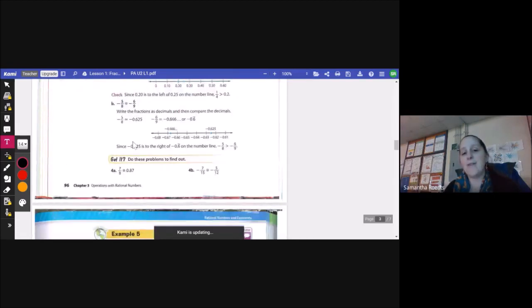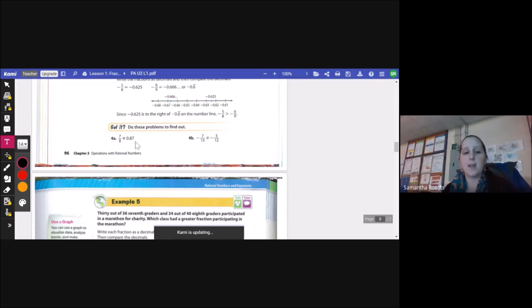For B, I have -5/8 and -6/9. So I'm going to change both of these to decimals. -5/8 becomes -0.625 and -6/9 becomes -0.6 repeating. Okay. So looking at this, the -0.6 repeating is farther away from 0 than -0.625. Okay, so that means -5/8 is larger than -6/9. So remember, for negative numbers, whichever one is closer to 0 is the larger number.